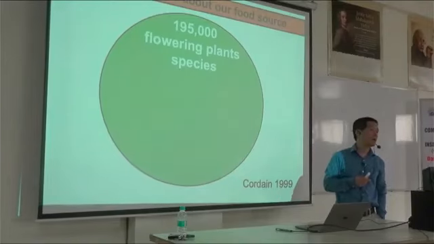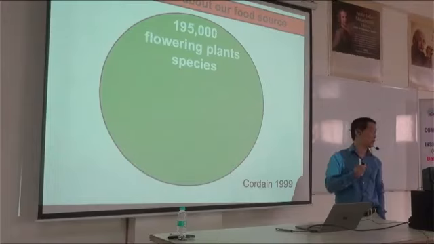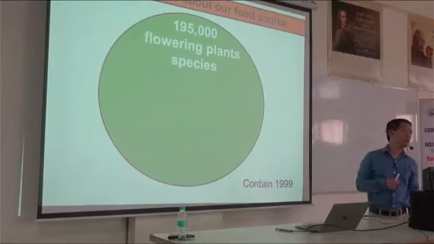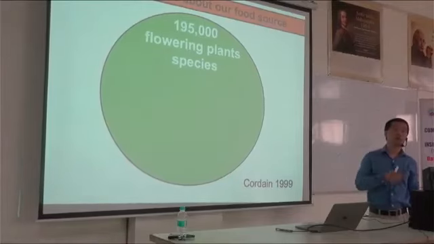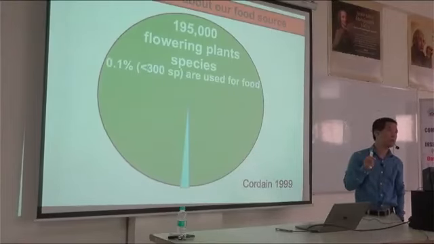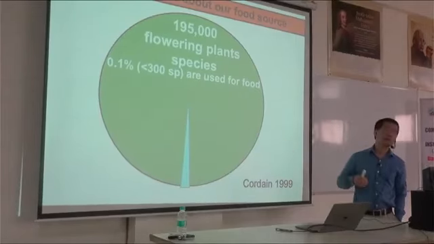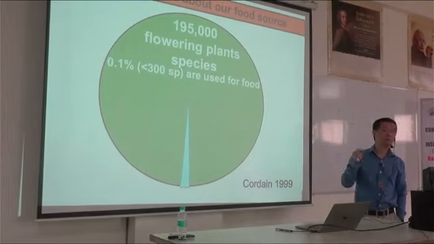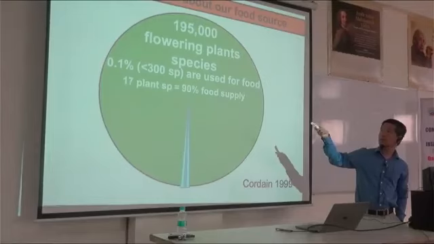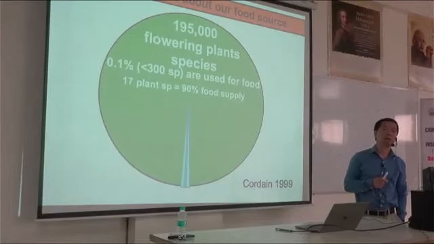When we think about agriculture, we actually use a very small number of plants. On Earth we have almost 200,000 flower species, many different types of plants. But when you think about agriculture, we only use a very small proportion, like 0.1% of plant species. Out of that, only 17 species account for about 90% of the food supply.